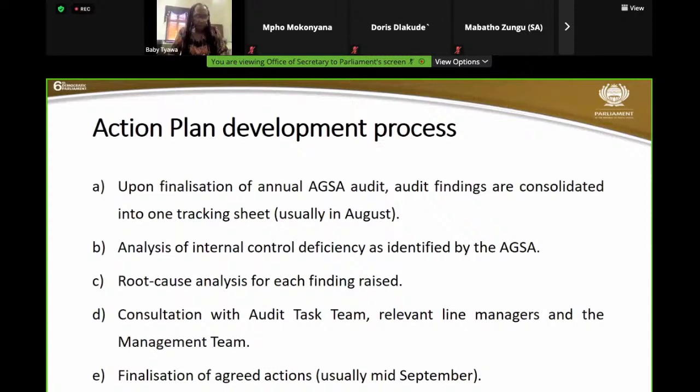And in terms of the audit findings, we also analyze the internal control deficiencies as identified by the AG to try and identify some of the root causes that were picked up during the audit. And in cases where those are not adequate, we perform a thorough root cause analysis as internal audit together with management where the issues have been raised to make sure that we really go to the root of the issue to make sure that it doesn't happen again. And then we also consult a number of stakeholders when we prepare the audit action plan, and that includes the audit task team, the relevant line manager, and then the final stage is actually consulted with the management team. And then we usually finalize this process by mid-September.